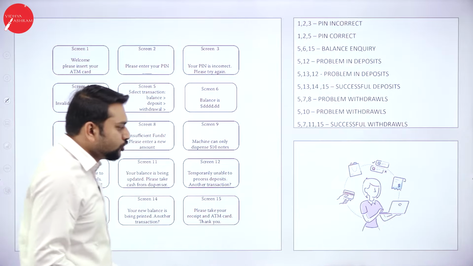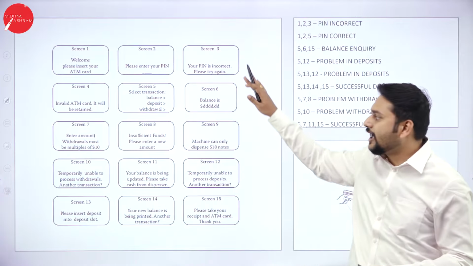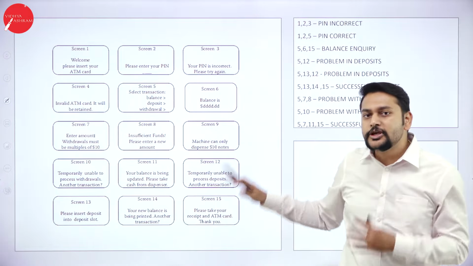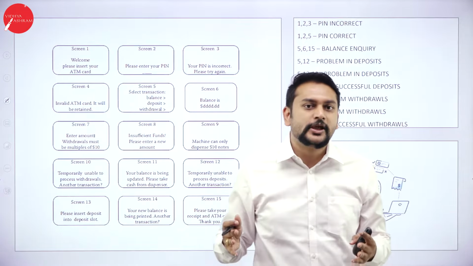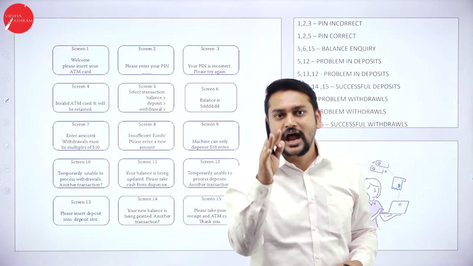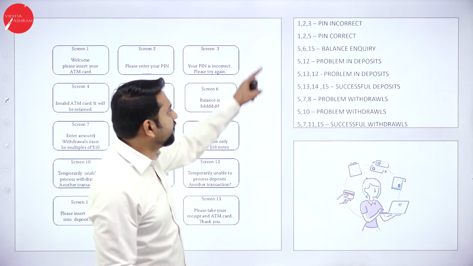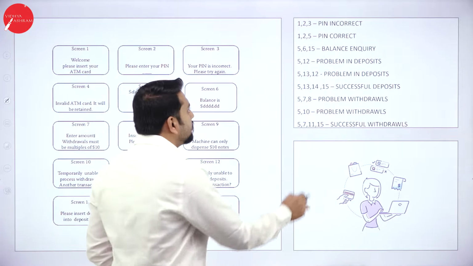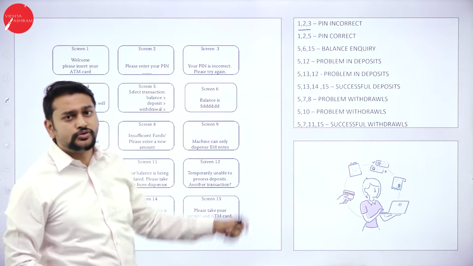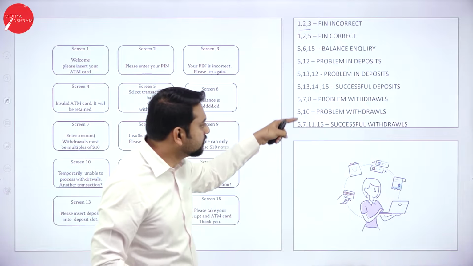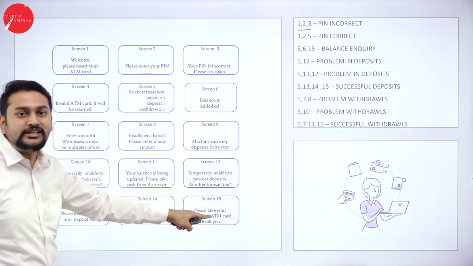I want all of you to go through these 15 screens that I have listed out here. I will be showing the flow of the screens, how exactly we will be operating with this. Let's start with the first one. Please observe the first one. I have given the numbers 1, 2, 3. Why? These numbers are the screen numbers. From 1 to 15, those are the screens I have.